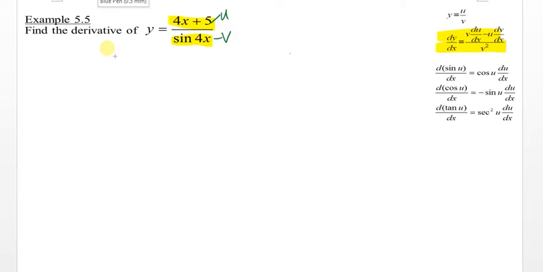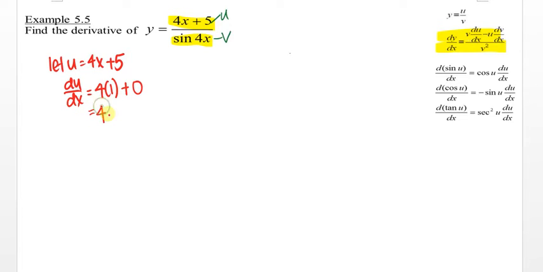For the first step, we let u be equal to 4x + 5. So du over dx is equal to 4. When you differentiate x, you get 1, and when you differentiate 5, you get 0 because it's a constant. So your answer will be just 4.